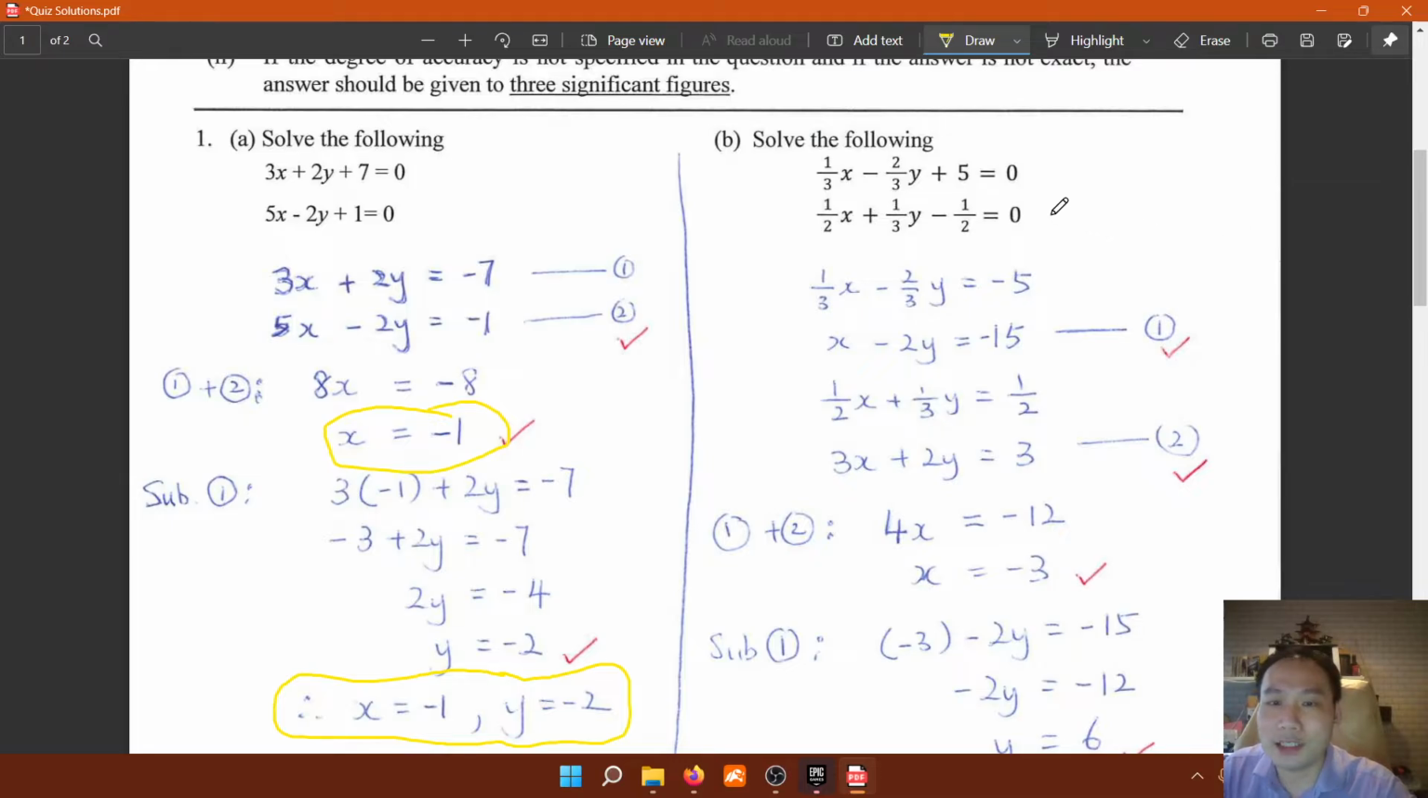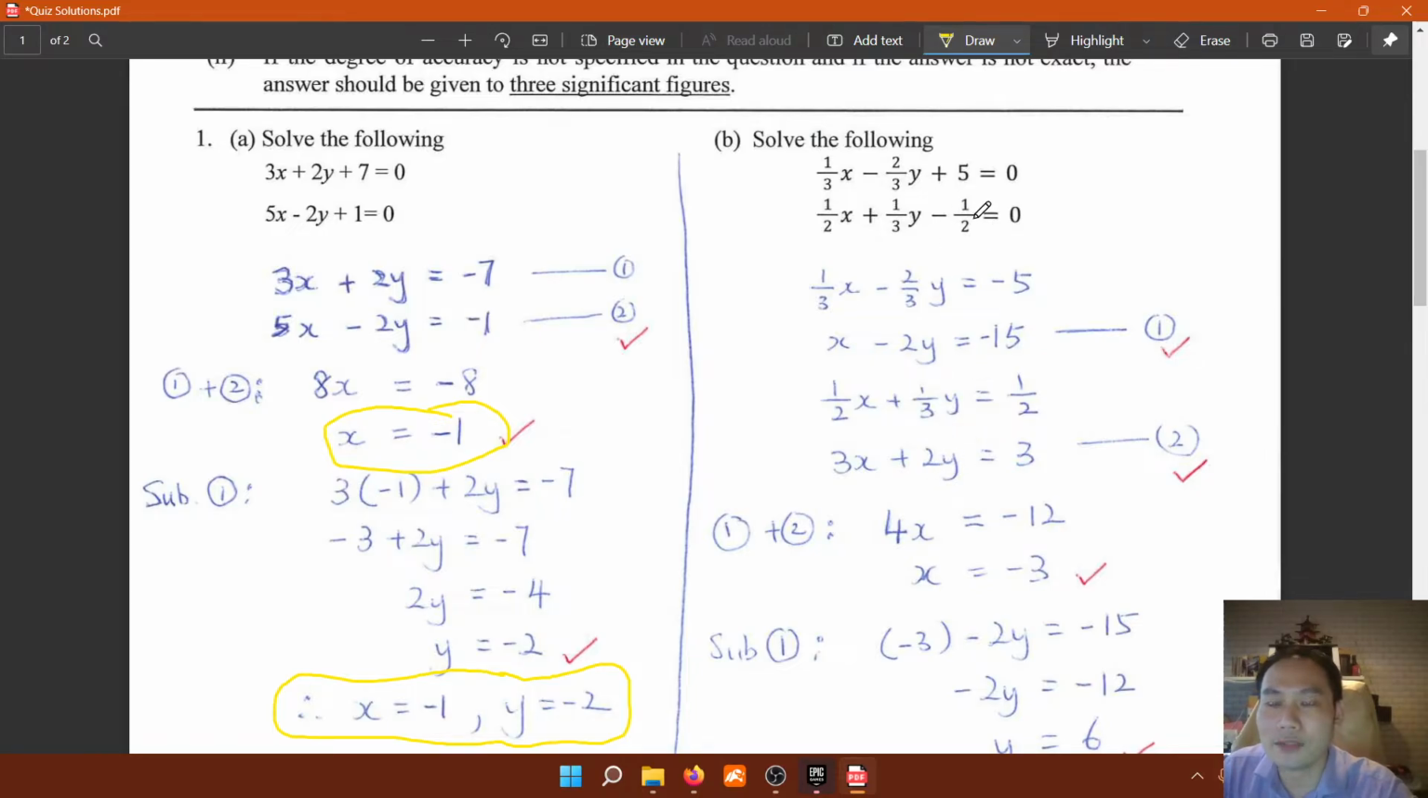Now, for the second equation, we have half x plus 1 third y minus half equals 0, right? So in this case, when I examine the denominators, I realize the denominators are 2 and 3's. So I take the LCM of 2 and 3, which is 6. I'm going to multiply everything by 6. That will work, right? That will work in eliminating the denominators. So half times 6 gives me 3, so I get 3x over here. 1 third times 6 gives me 2, that's why I get 2y over here.